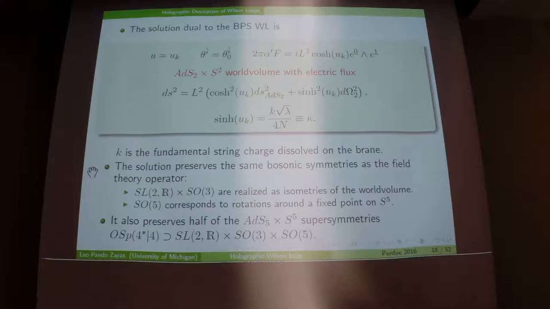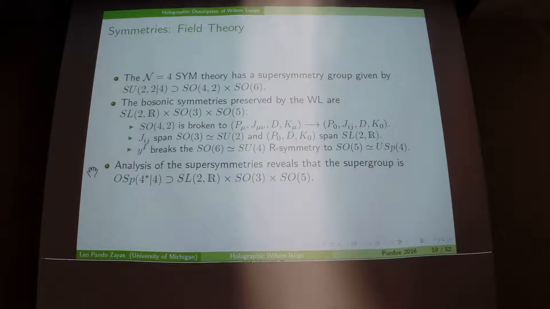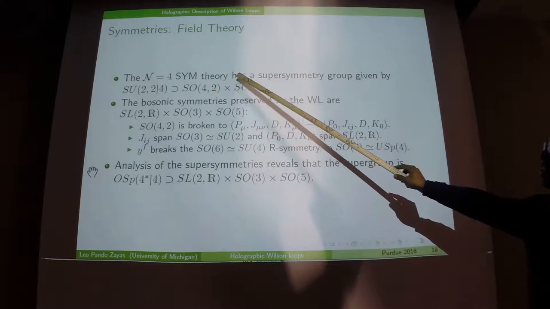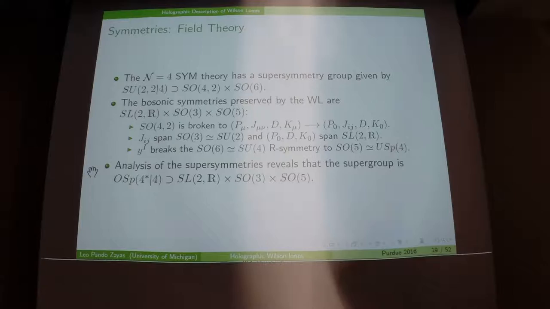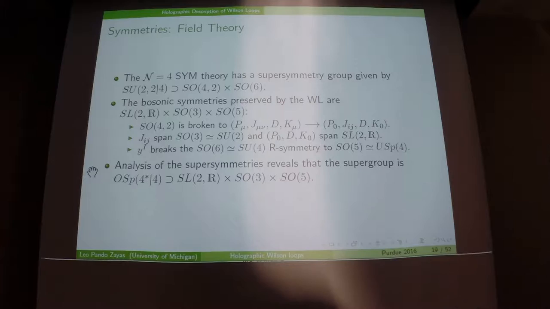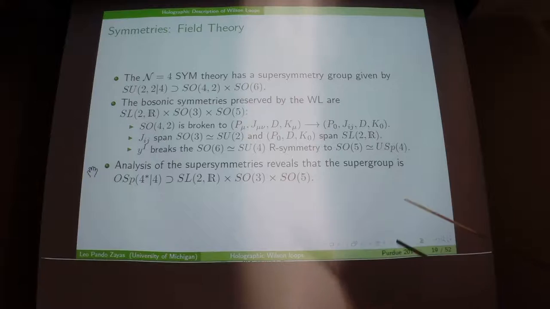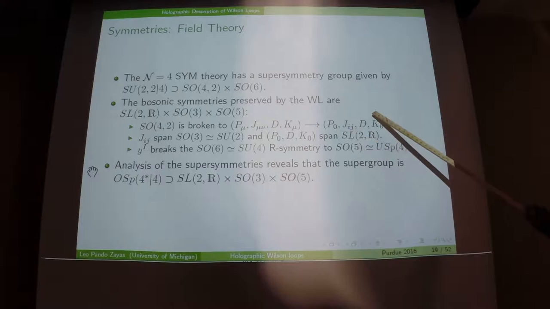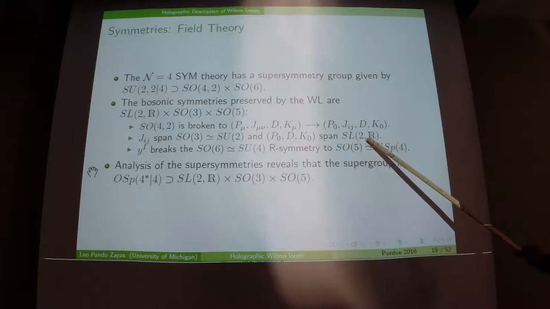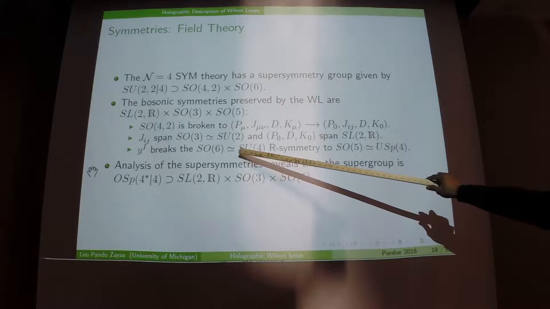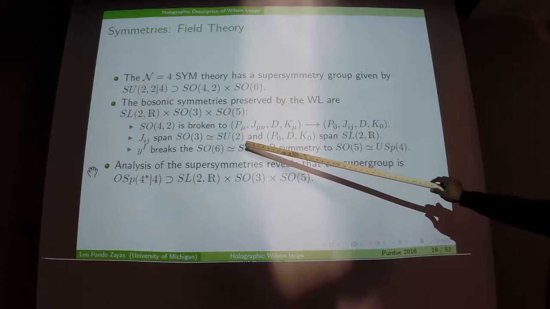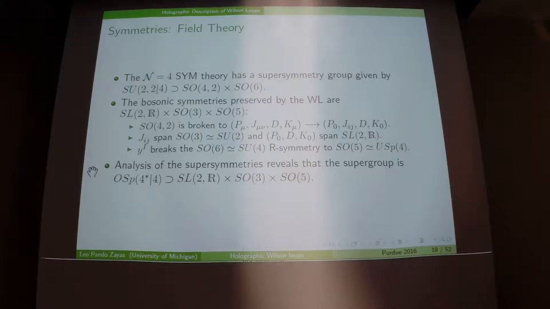Okay. So remember the field theory symmetries. I told you in this slide how the symmetries are realized on the holographic side. Let me remind you how they are realized on the field theory side. So again, these are the bosonic subgroups of SU(2,2|4), for N=4. The bosonic symmetries essentially come from breaking the conformal group. These are the ones that remain for the configuration for a string, this is a Wilson loop. So these are the operators that remain unbroken, and they form SL(2,R) and SO(3), and then the R symmetry gets broken by the expectation value of this scalar to this subgroup, and these again confirm from the field theory side that we are looking at the right supergroup.